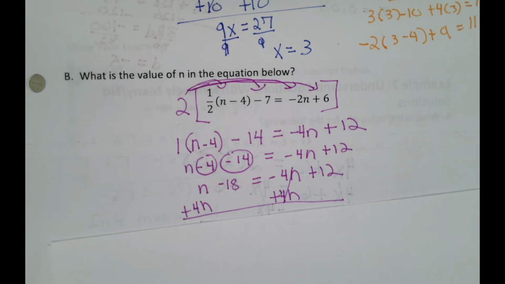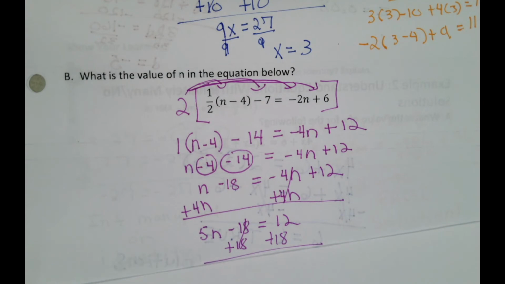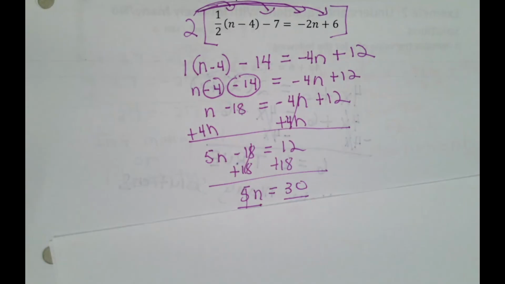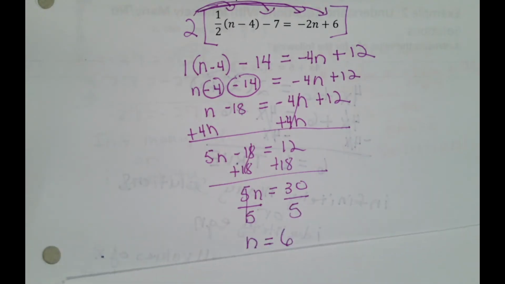Add 4n on both sides. 5n minus 18 equals 12. Add 18. And last but certainly never least, 5n equals 30. Boom, boom. Divide by 5. And we get, n is equal to 6, not x.